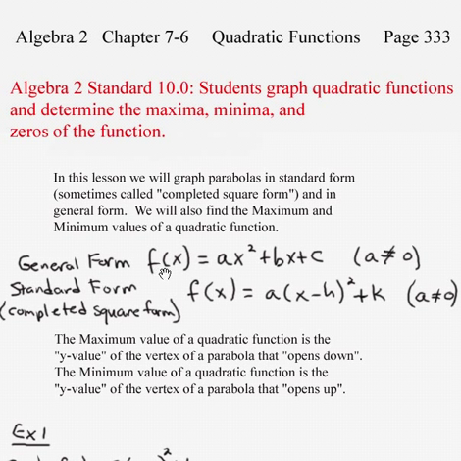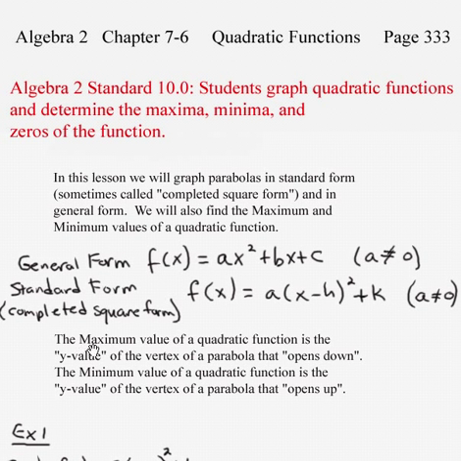General form looks like this: f of x, or think of it as y if you wish, equals ax squared plus bx plus c. Again, a cannot be 0. If the quadratic term is 0, we get a straight line. And for the completed square form, or what I'm calling standard form, f of x, or y if you wish, equals a times (x minus h) quantity squared plus k. Again, a cannot be 0.